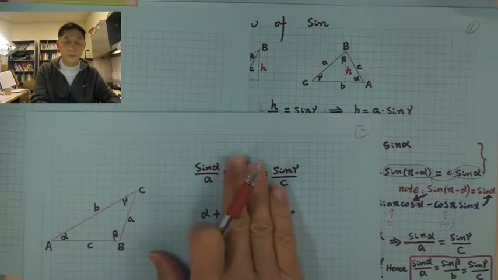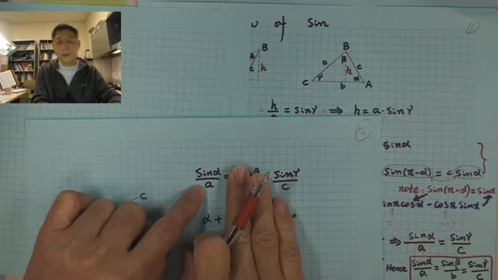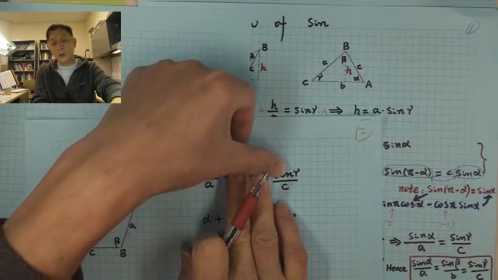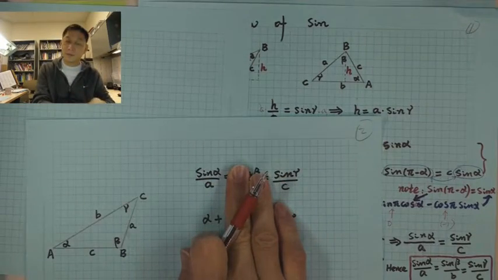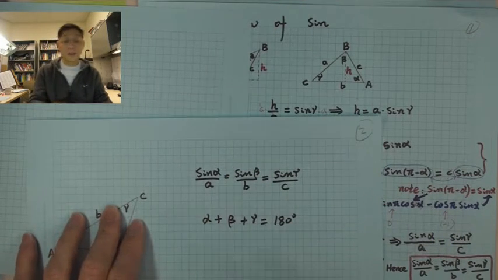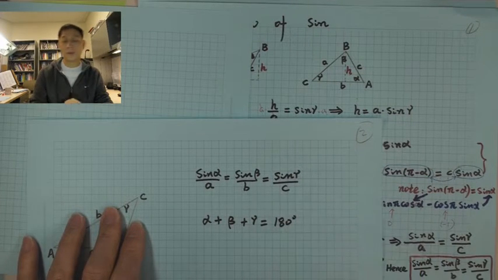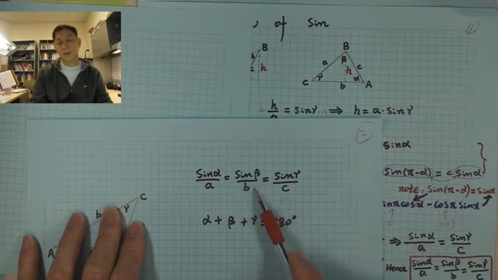Is what? That's the same thing, right? Sine alpha over A equals sine gamma over C. Alright, so basically it looks like it's easy to prove those two are equal. How about the third one?